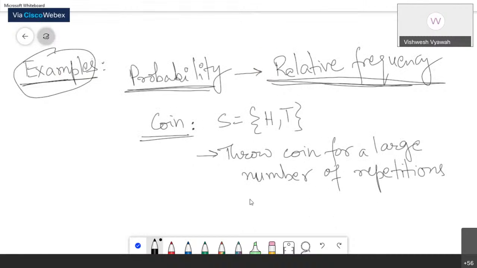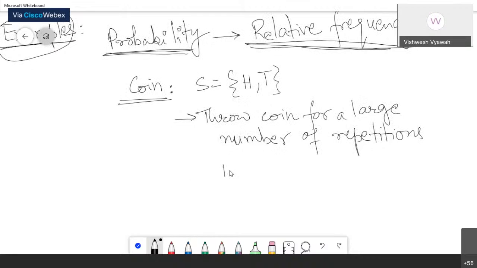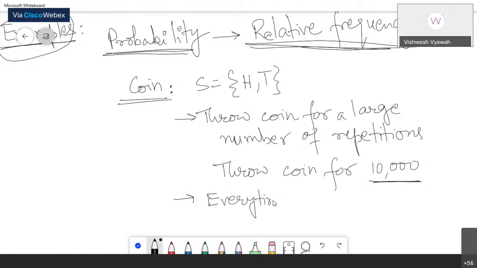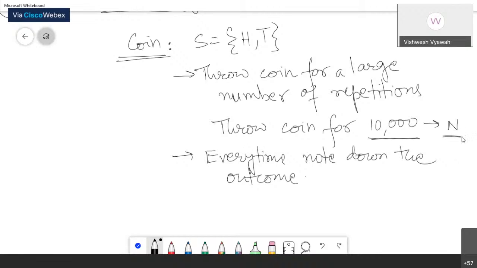What does this mean? This means that I will throw the coin for, say, 10,000 times. Every time, note down the outcome. Let the number of throws be denoted by n. If the outcome is heads, you add that count in this nh. nh is the total number of heads appearing.